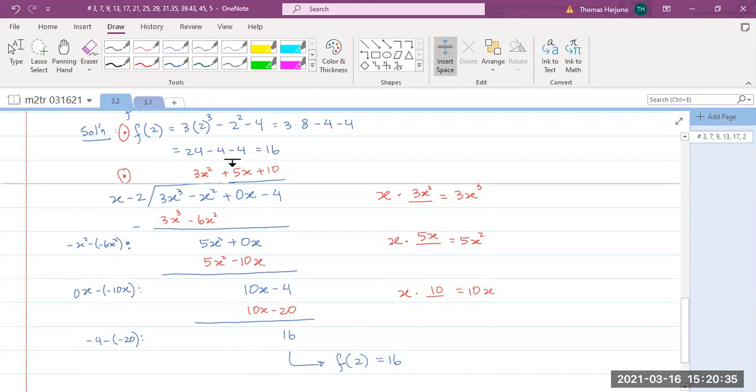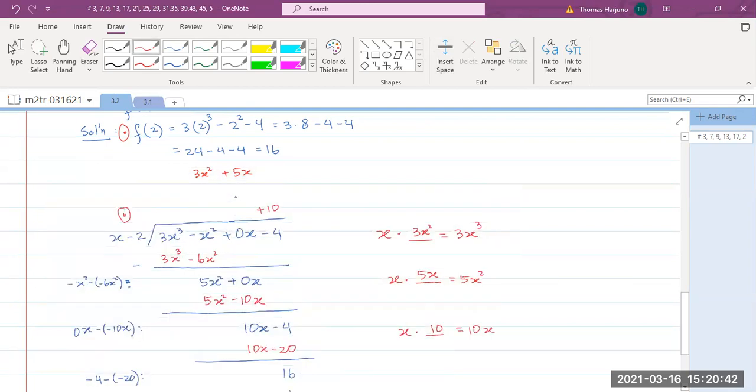Yeah, if you need to use long division, then the original method will be best. For f(2), you just plug 2 into the function directly, and that will be best. Okay, but there's a third method.